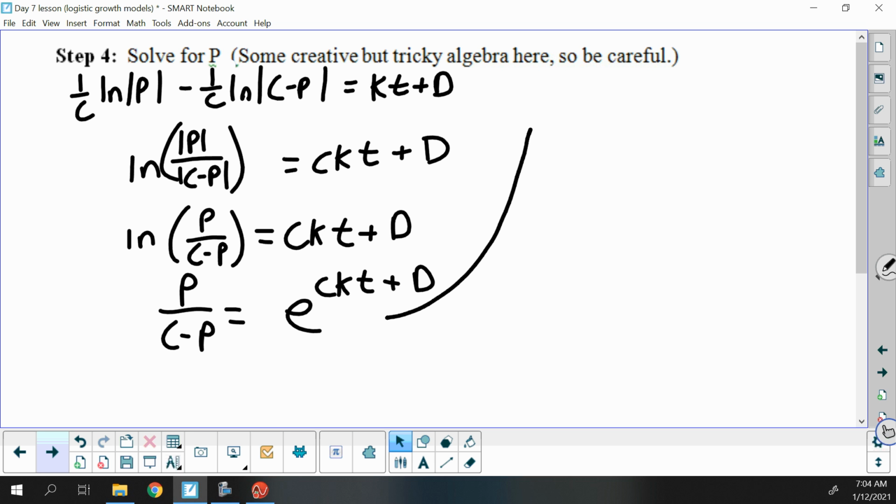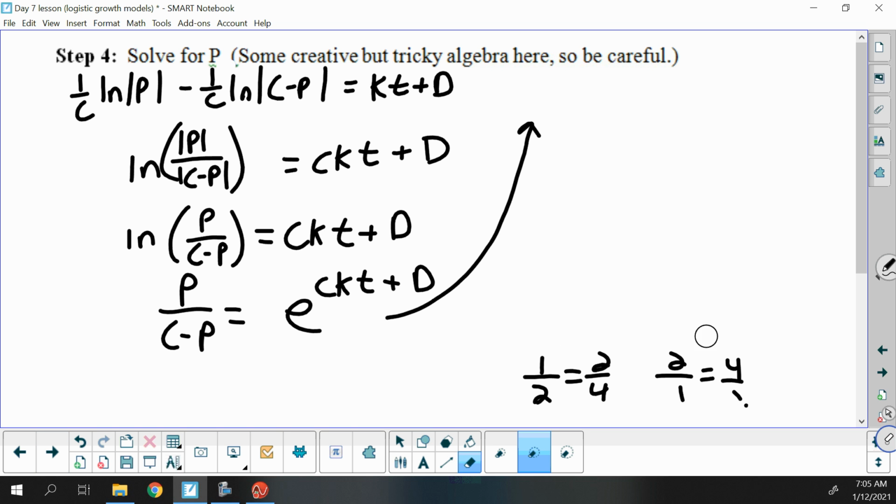And this is where we've got to get a little creative. If we have 1/2 equals 2/4, hopefully you agree that's a true statement. We could also flip both fractions, so 2 over 1 equals 4 over 2, and that's also still a true statement. So we're going to do that idea right now.